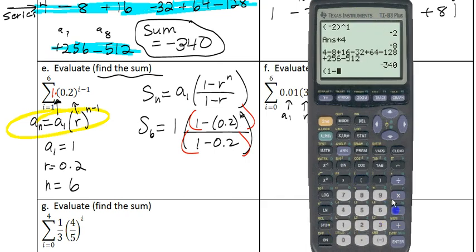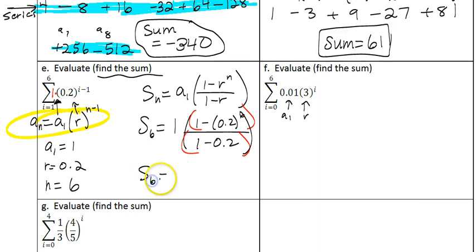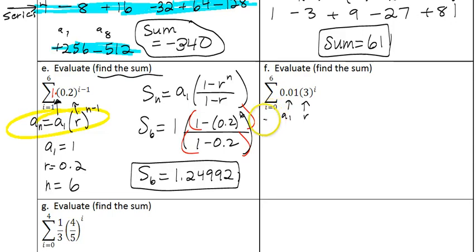So on top, I got 1 minus 0.2 to the 6th power. And then I'm dividing by 1 minus 0.2. And then it's times 1 out in front. And I end up with 1.24992. If it's a decimal that terminates, that has an ending value, just write all the digits, unless it specifically says to round to a certain place. And sometimes it might.